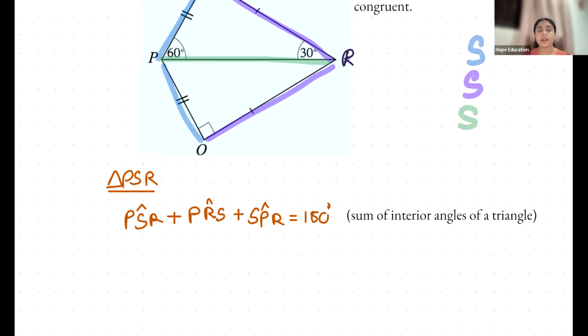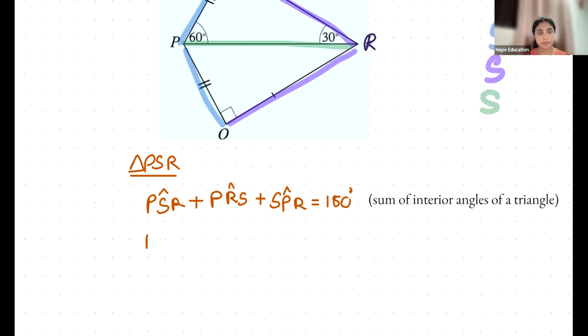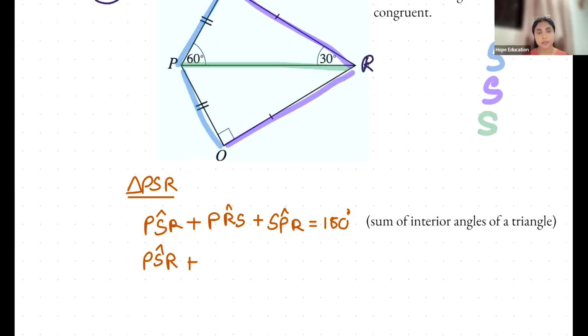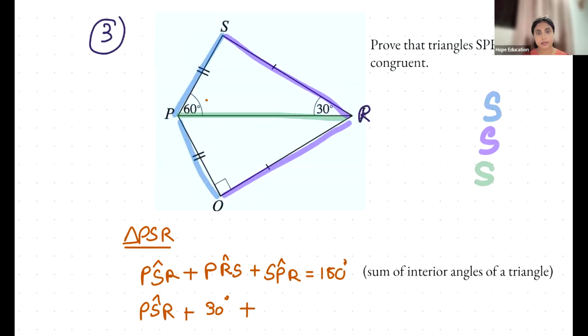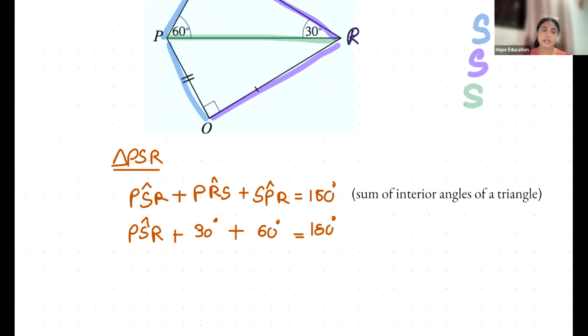So PSR is what I don't know, so I will write it as it is. PRS is 30 degrees. SPR is 60 degrees. Equals 180. So PSR plus 30 plus 60 is 90, equals 180.